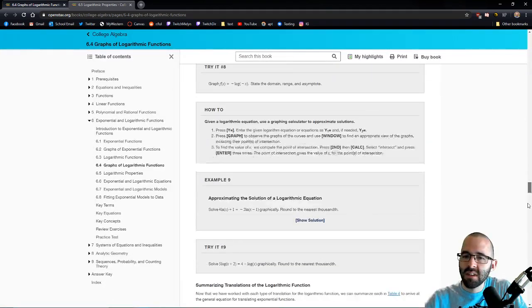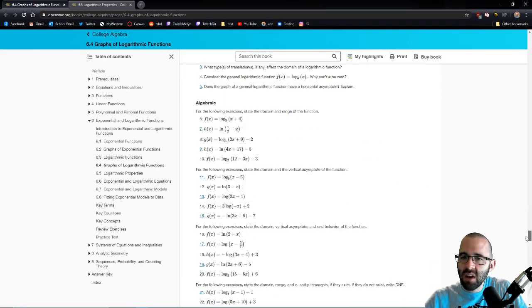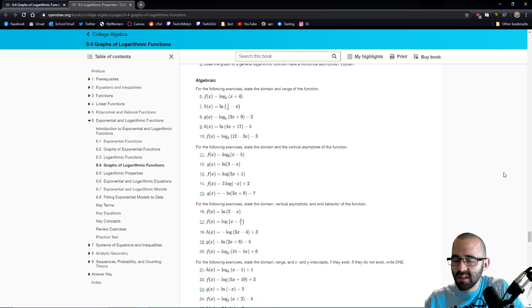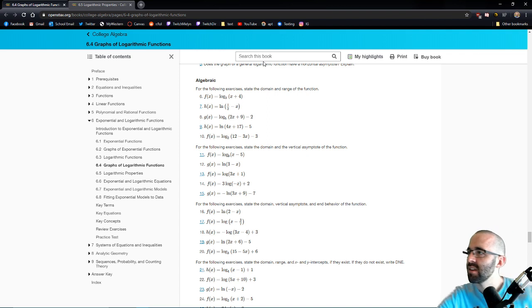6.4 is graphs. How do you find the domain and range of a logarithm? How do you find the asymptote of a logarithm? For logarithms, remember, we can only take the logarithm of a positive number. So if I ask domain, it's just asking when is the inside positive. To find the domain of number 6, for example, you say when is x plus 4 greater than 0? Solve that, put it in interval notation. For 7, domain. When is 1/2 minus x greater than 0? Because we need the inside of a logarithm to be positive.